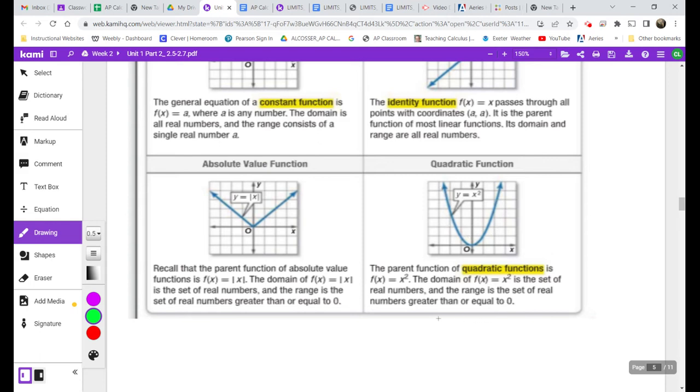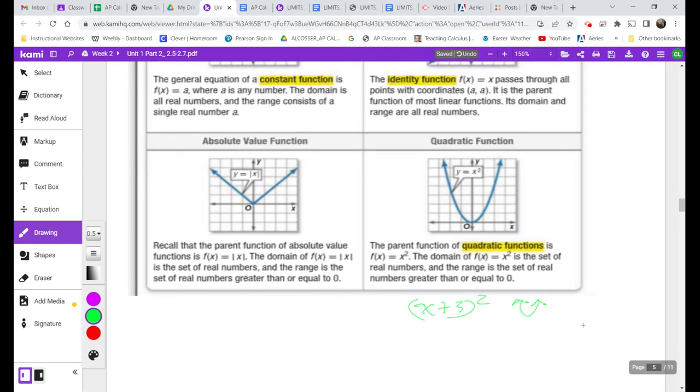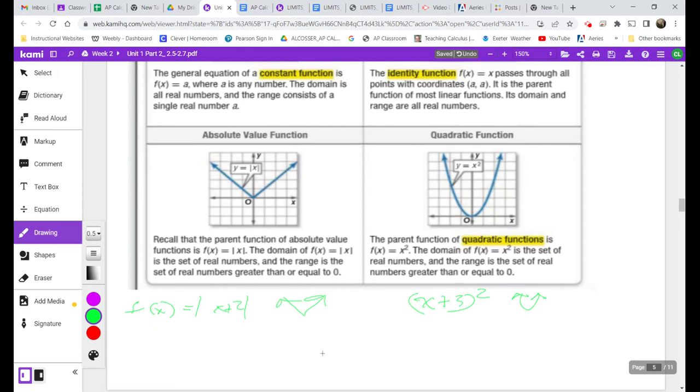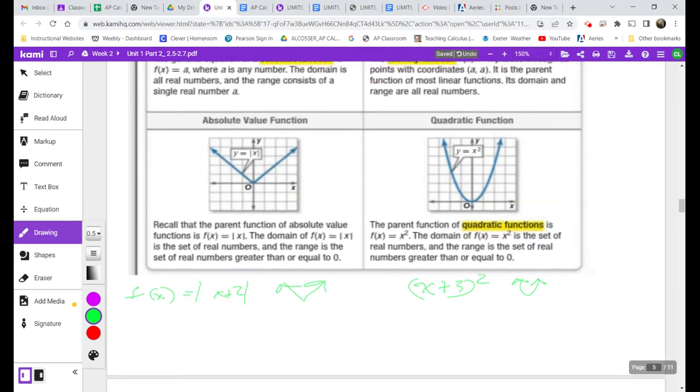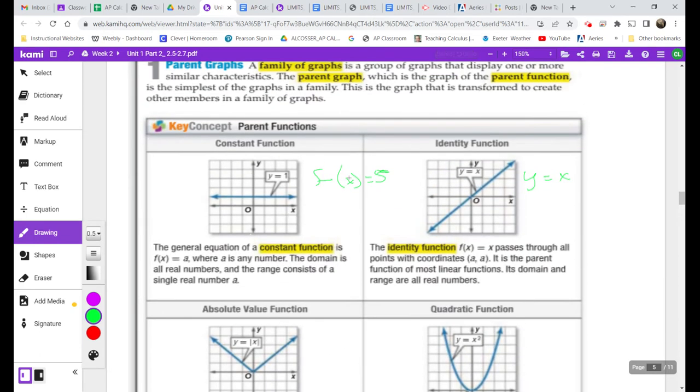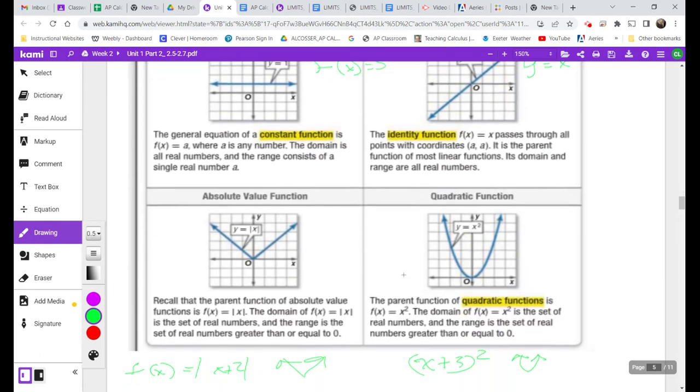So if you see any type of squared, like x plus 3 squared, that is going to be a U-shaped graph. If you see anything with absolute value signs, like f of x equals absolute value of x plus 2, that's going to be a V-shaped graph. So we just got to make sure we understand that that's what we're dealing with. We're always looking for the function so we know what the graph looks like.